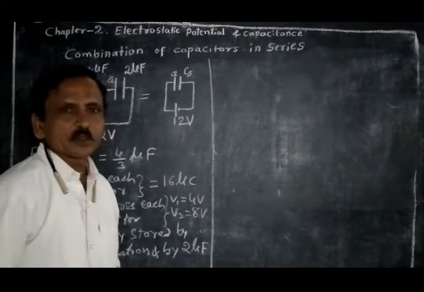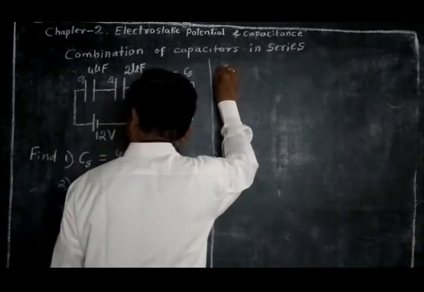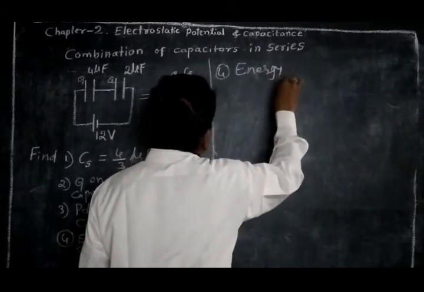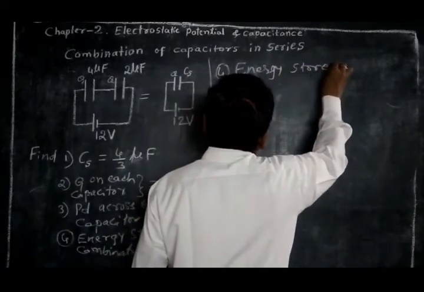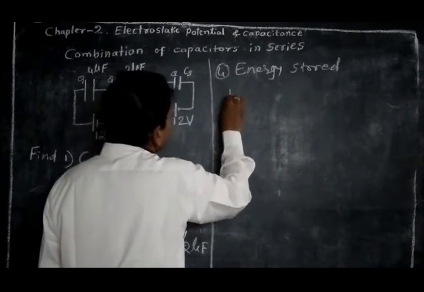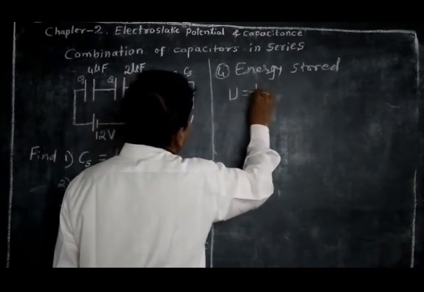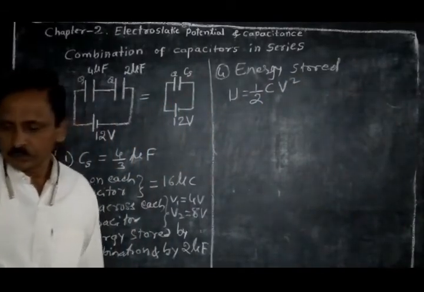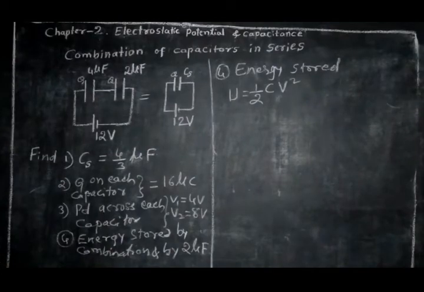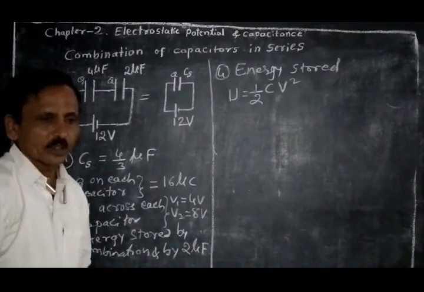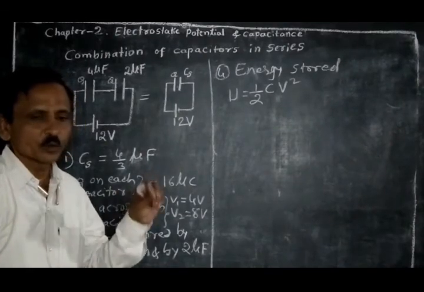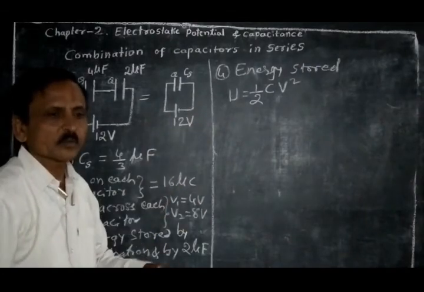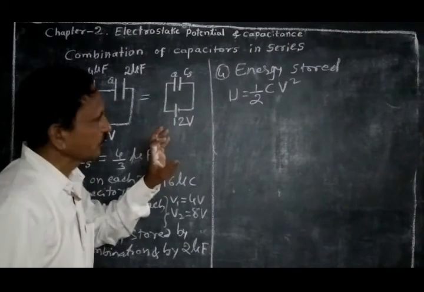Energy stored in a capacitor is U equal to half CV square. We have derived it. Energy stored equal to half CV square, or Q square divided by 2C, or half Q into V. You can use either expression. Clear?